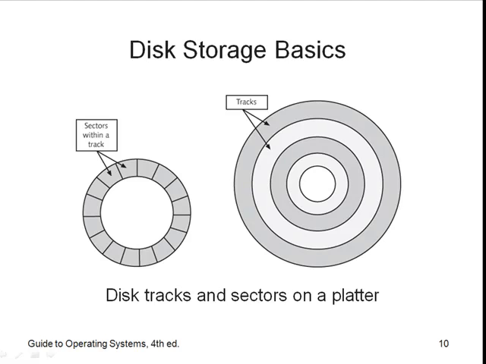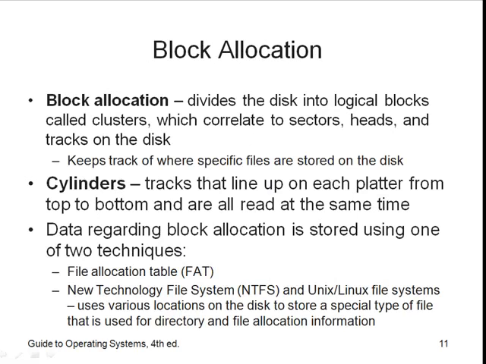Now, you have to remember that a hard drive is not one platter, it's multiple platters. We call those cylinders. Cylinders are tracks that line up on each platter from top to bottom. So think about if you take a bunch of CDs and you put them in a stack, that's kind of the way your hard drive looks, except they're magnetic, typically metal disks. And if you look at a sector and you look down on those CDs and all those sectors lined up, we would call that a cylinder.